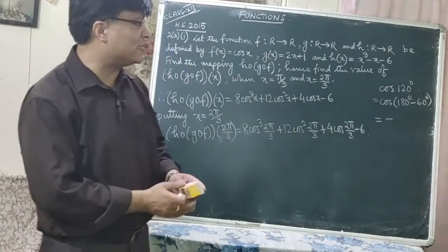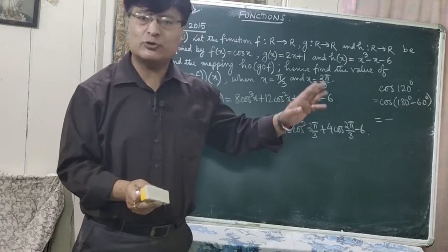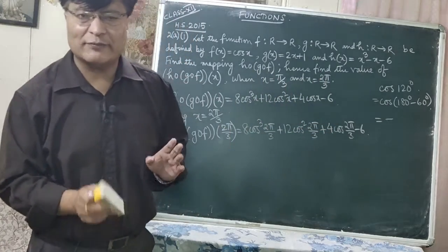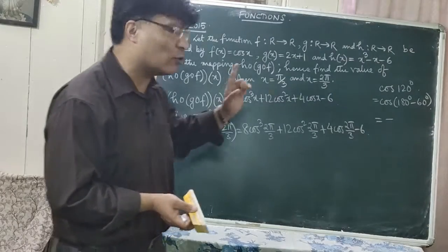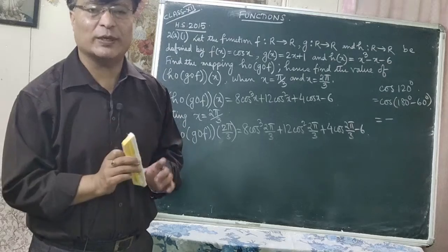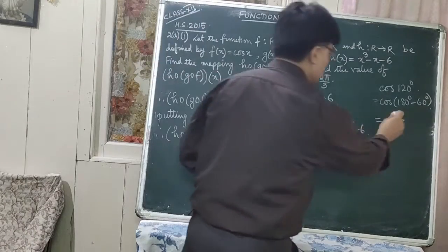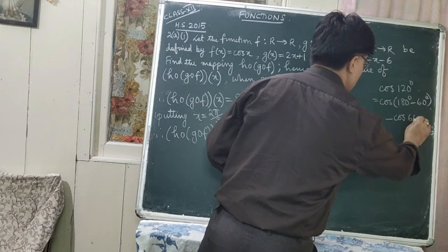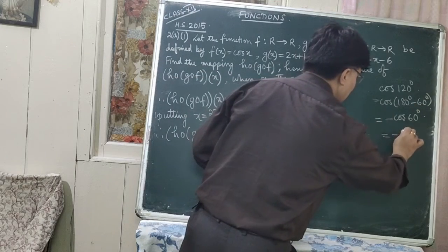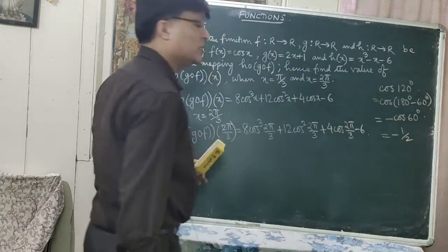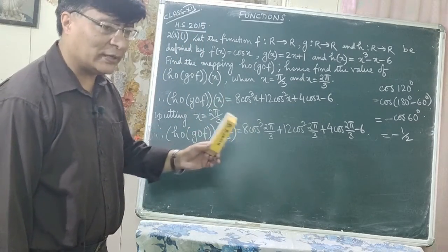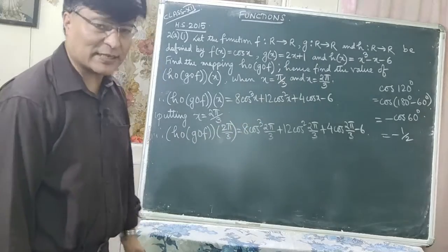And since 180 is 90 degree into 2, an even multiple of 90, cos remains as it is. Cos does not change. That means minus cos 60 degree. Okay, so which is equal to minus, what is the value for cos 60 degree? Which is equal to minus half. So what is the value for cos 2 pi by 3? That is cos 120, it is minus half.